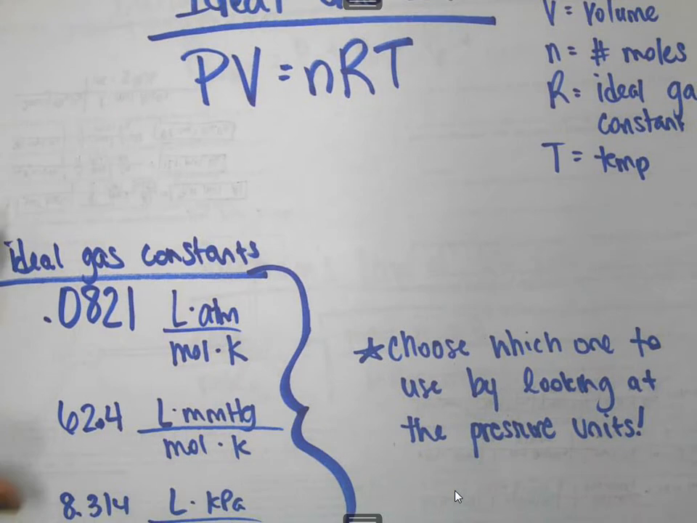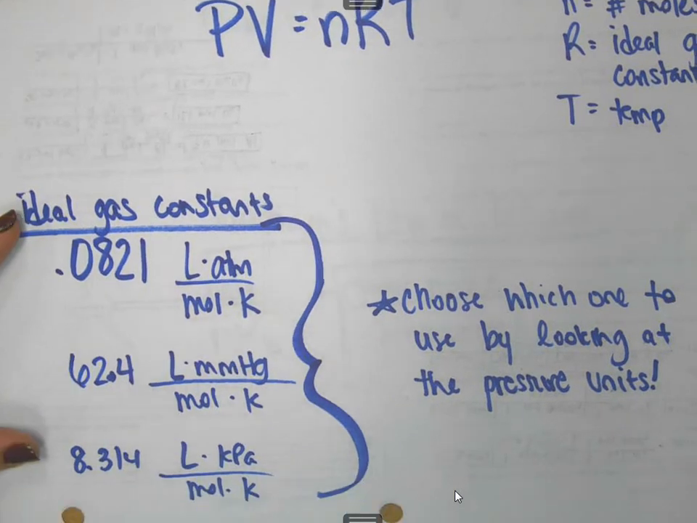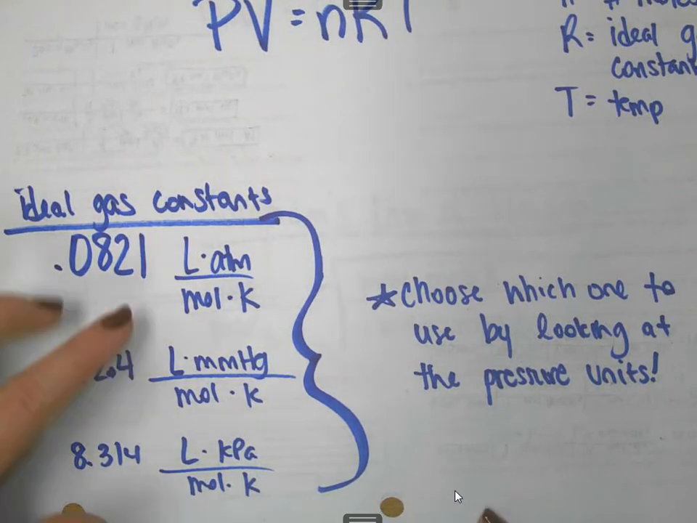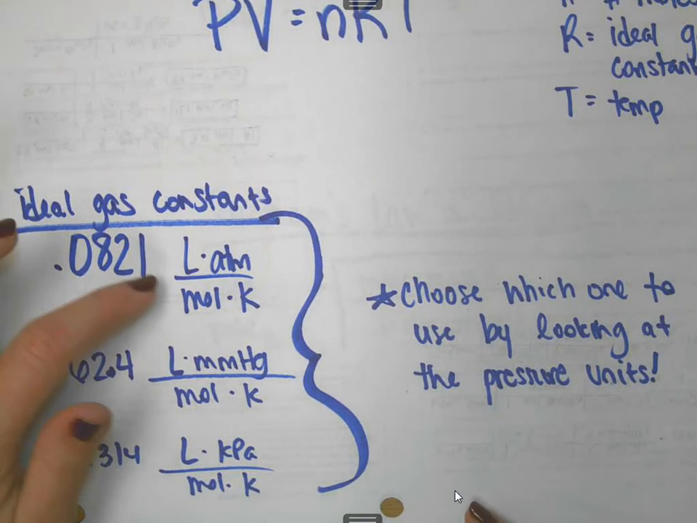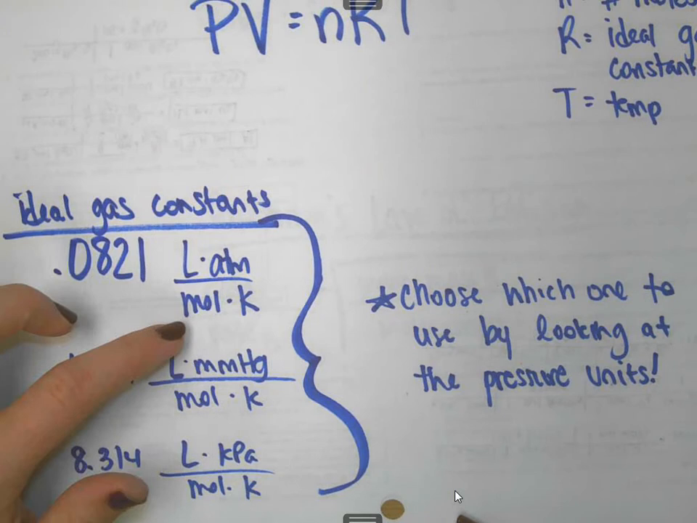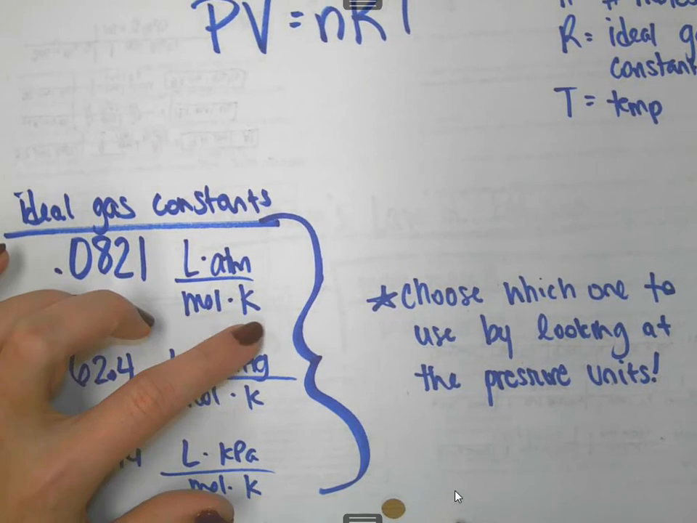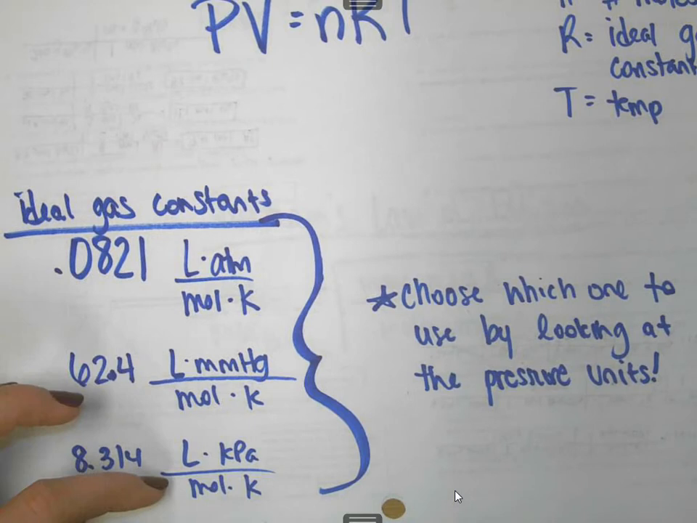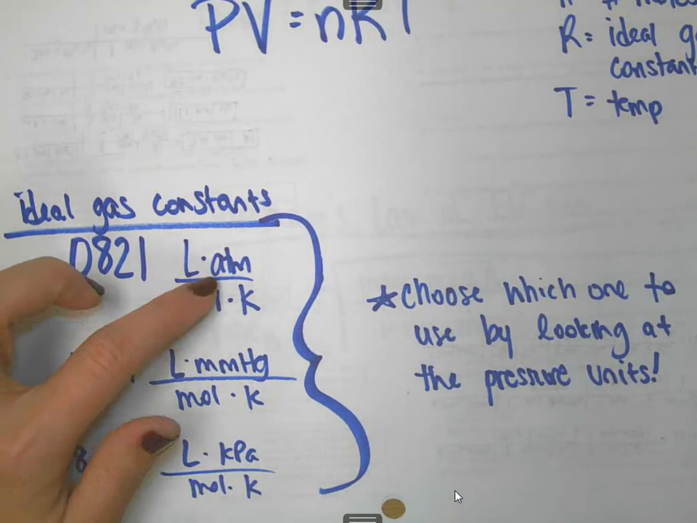As you can tell by looking at them, obviously all of the numbers are different. None of them are exactly the same, but they are all the same in terms of the units. And yes, these are the units of the gas constant. It's all liters times some unit of pressure over moles times Kelvin. So the only thing that's different about all of them is the unit of pressure. This one's in atmospheres, millimeters of mercury, and kilopascals.